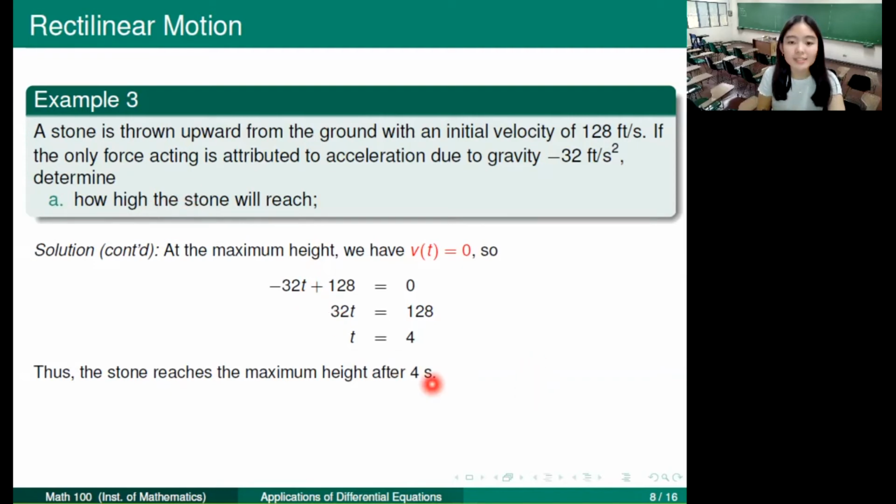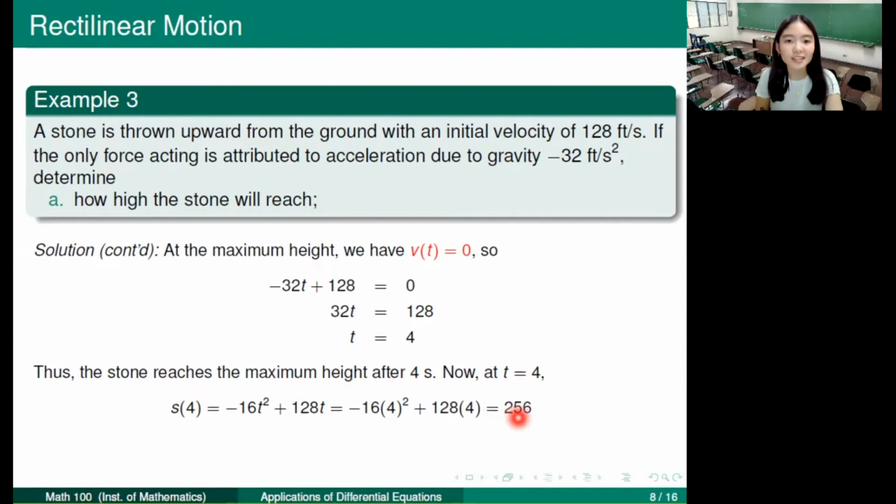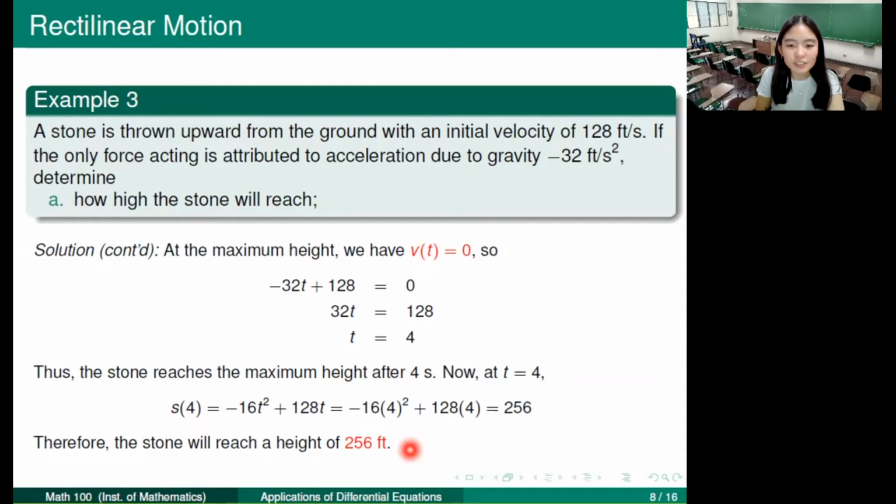So, we substitute this t equals 4 dun sa ating position function. So here, what we have is s of 4. And looking for s of 4, after arithmetic lamang, ay 256 na siya. So, 256, therefore, yung maximum height na ma-achieve ng ating stone. So, yun yung sa first one.